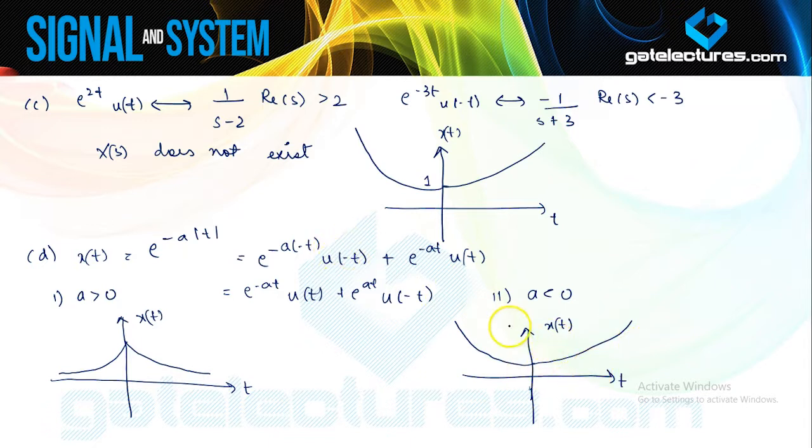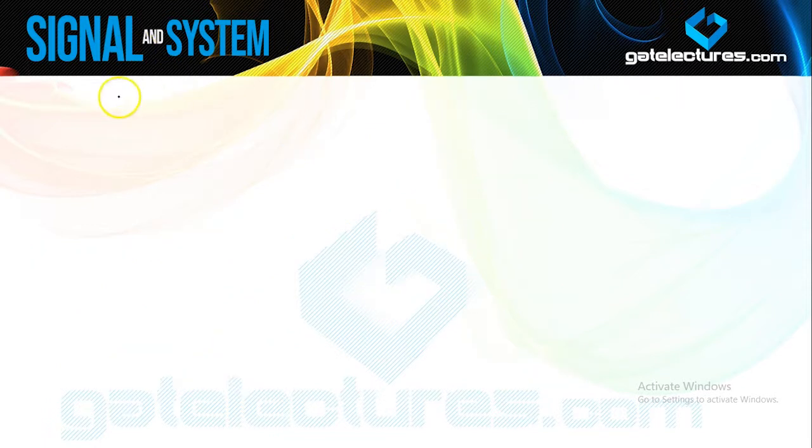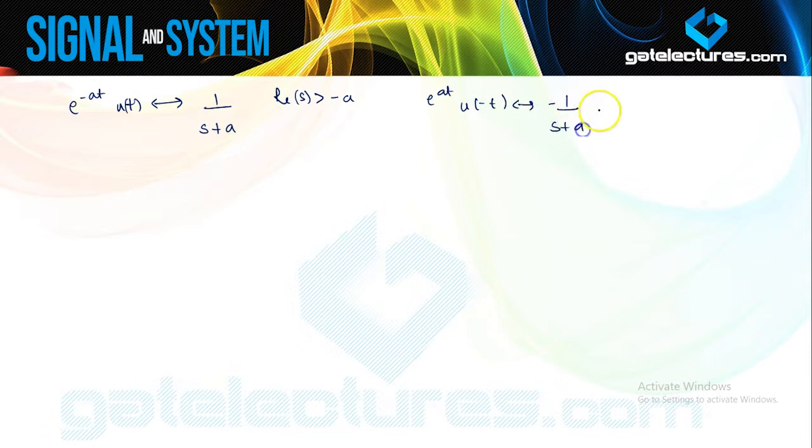Now, as you have seen already, the signal is not going to have any Laplace transform for the second case; the Laplace transform is going to exist for the first signal only. Now let us look at it mathematically. For e to the power minus a t u(t), I am finding the Laplace transform. It's going to be 1 by s plus a, and the ROC is going to be real part of s greater than minus a. For e to the power a t u(minus t), this is going to be minus 1 upon s minus a, and the ROC is going to be real part of s less than a.